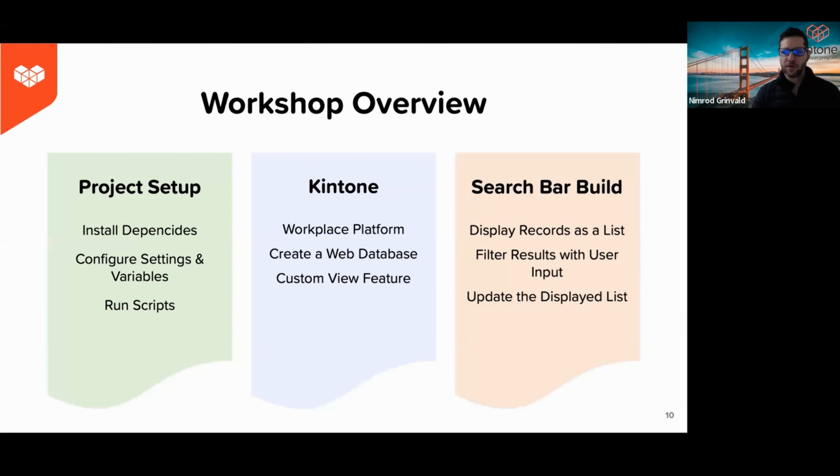This workshop is going to have a few parts to it. First is the project setup. We're going to install the dependencies. Oops, looks like we've got a typo over here. No big deal. We'll configure the settings and the variables, and then we'll talk about the run scripts. And then we'll move away from the code and into Kintone for the first time. We'll talk about what it is and how we'll be using it today. And then from there, we'll go back into the code and look at the React components and how they work together to render results that are pulled from the Kintone API.